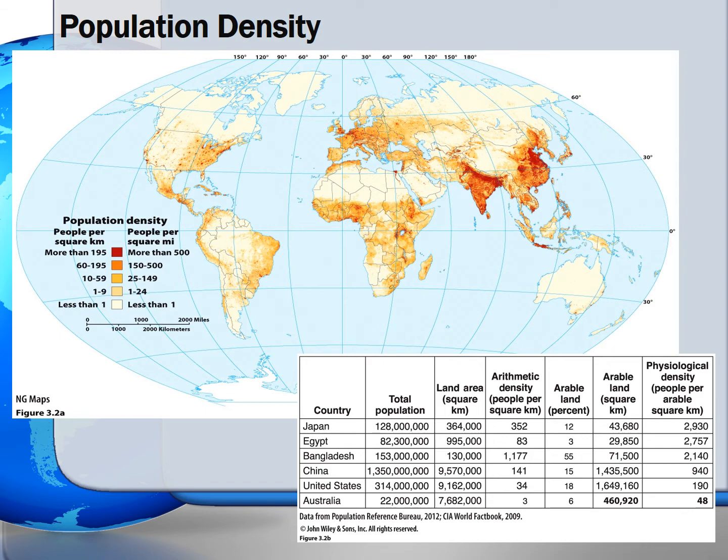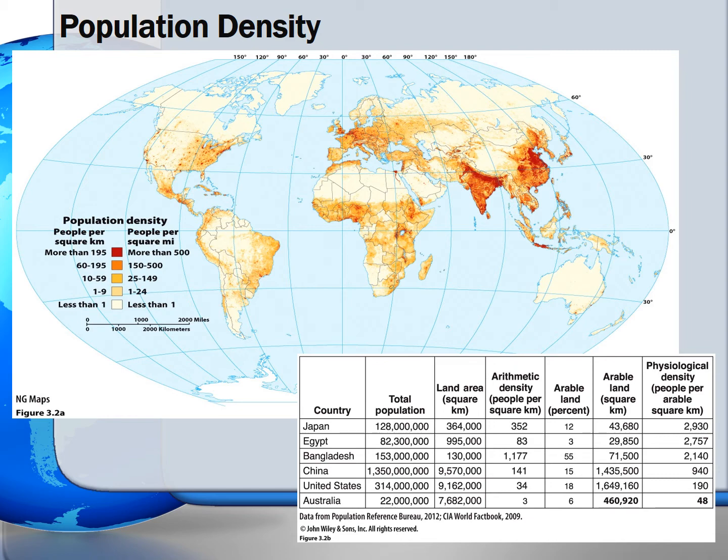Population density is expressed in two ways: arithmetic density, which is the number of people per unit of total land area, and physiological density, which is the number of people per unit of arable land. Arable land is the land that can be used for agriculture. The dot map shows the population density of the world.